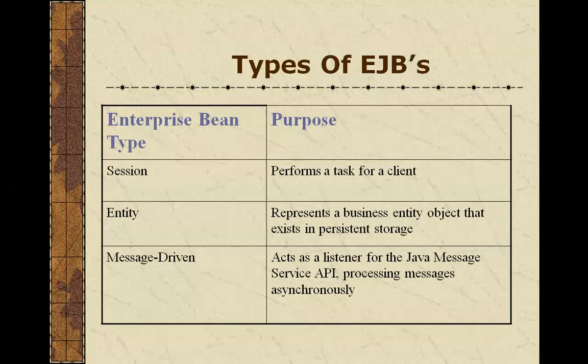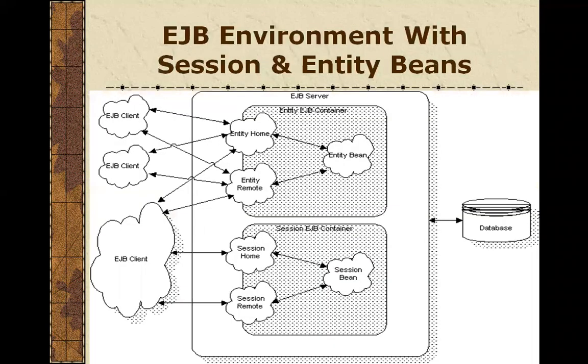Types of EJB: session, entity, and message driven. Session bean works for a particular client session, entity represents a business entity object that exists in persistent storage, and message-driven acts as a listener for the Java Message Service API, processing messages. These are basically the EJB types, which we will focus on in the next class.